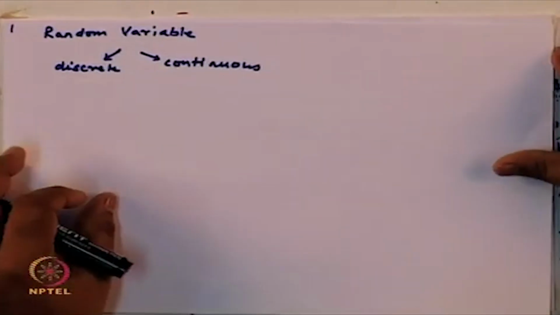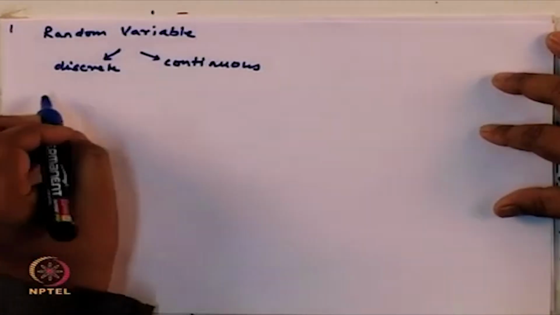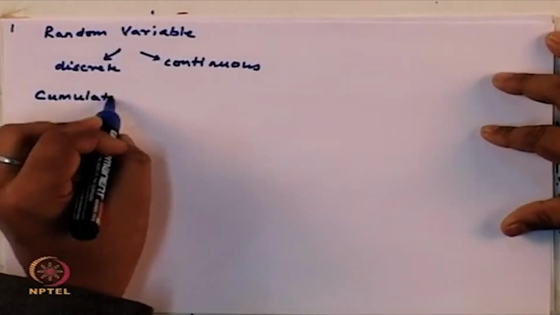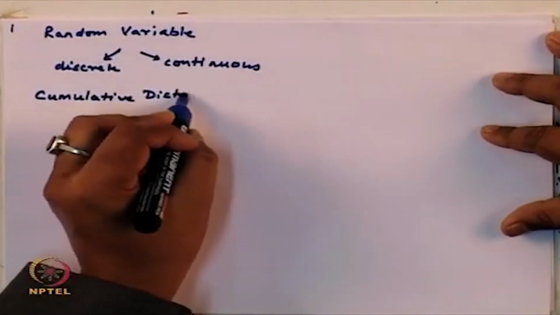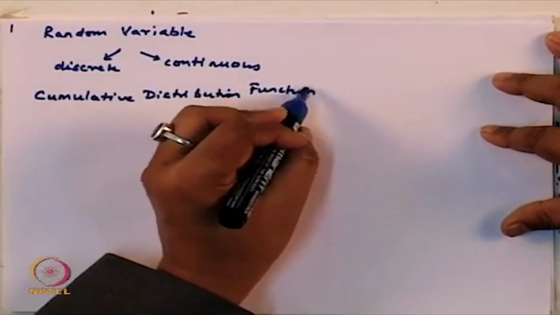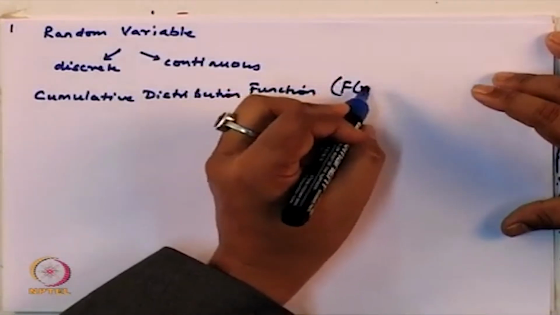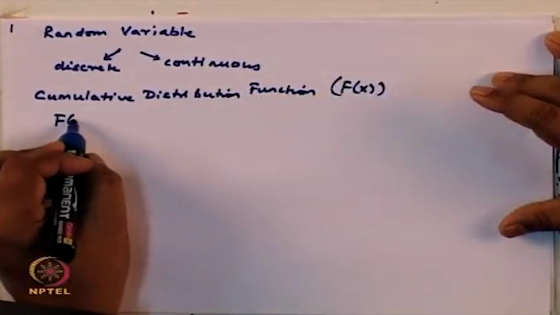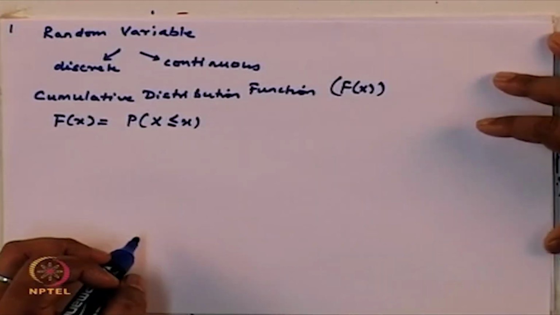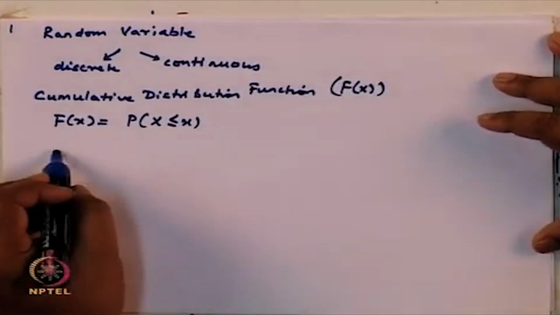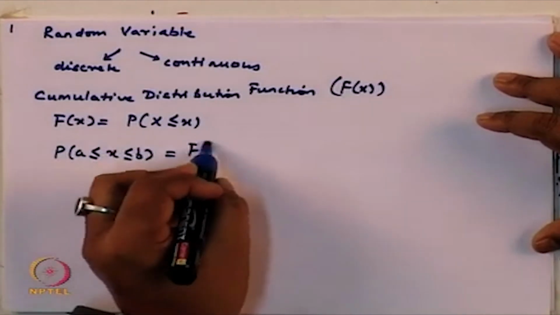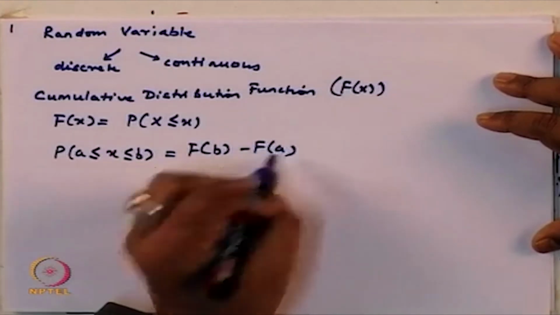Okay. For a random variable, you can define something called a cumulative distribution function. Okay. It's typically written as F of x. So, F of x is the probability of X less than or equal to a value x. And so, using this we can calculate probability in a regime. Let us say for example, this is nothing but F of b minus F of a.